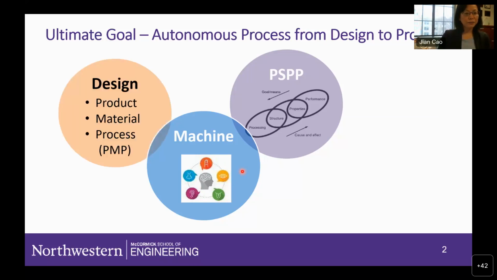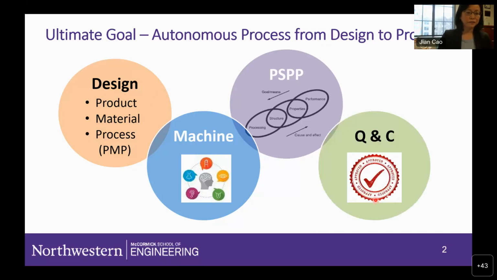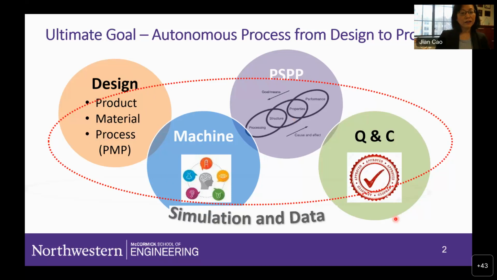And then the other part is the design. And design, many times you are looking at just product, material, and process design separately. The ultimate goal of our lab, as well as my collaborators here in Northwestern, as well as nationwide, is to also think about co-design of these different aspects. And finally, you know very well, is a qualification and certification that will be needed for this. So overall, linking all these together is the simulation and data.